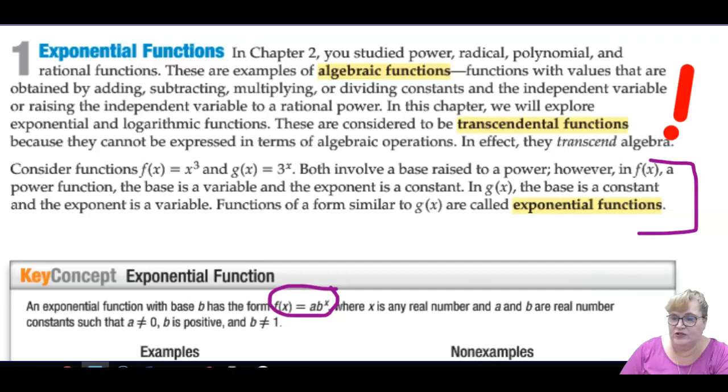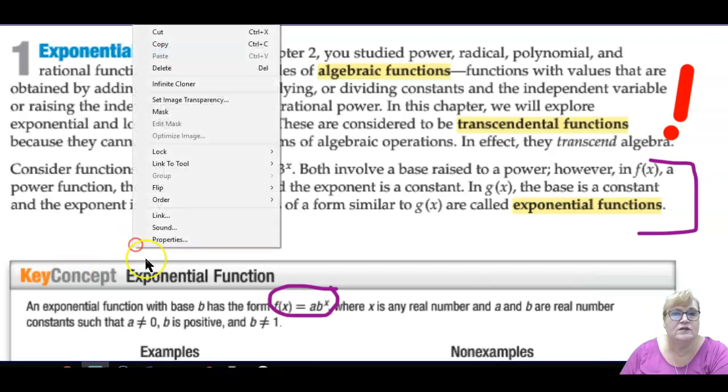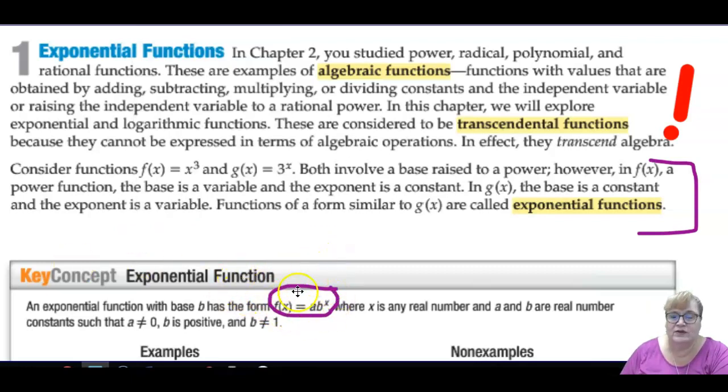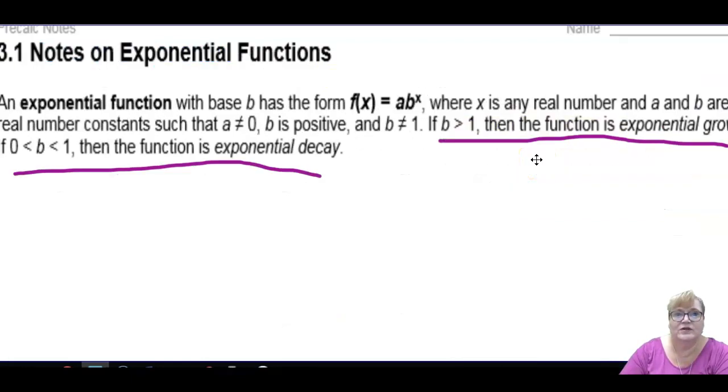An exponential function is anything that can be written in this form right down here. We're going to put that on the next slide. But I had to include this slide because it says, in this chapter, we will explore exponential and logarithmic functions. These are considered to be transcendental functions because they cannot be expressed in terms of algebraic operations. In effect, they transcend algebra. It sounds like we're so smart. We are studying transcendental functions.